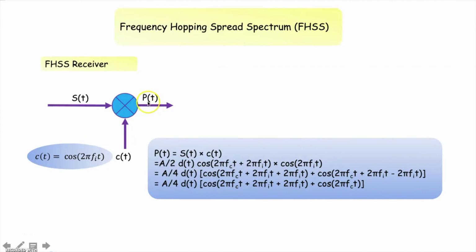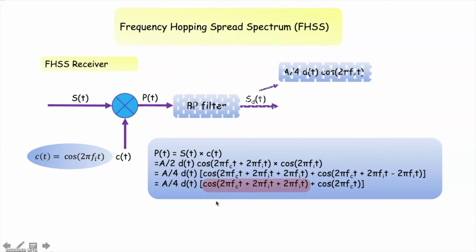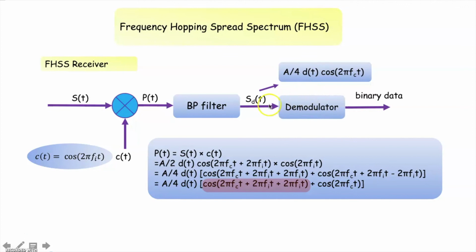So this will result in a signal p(t), which is given as s(t) multiplied by c(t), which can be represented as shown here. Now a bandpass filter can be used to remove this part of the signal so that it results in a BPSK modulated signal. Now this BPSK signal is fed to a demodulator circuit to get the binary data.